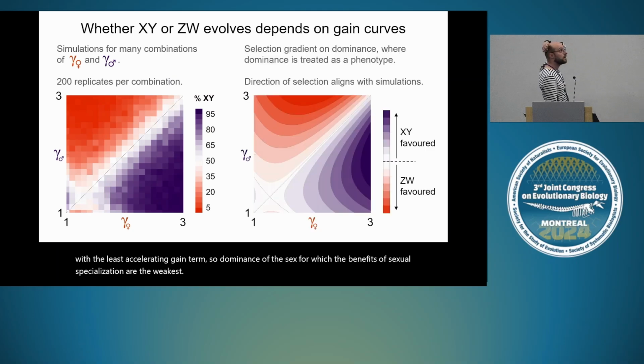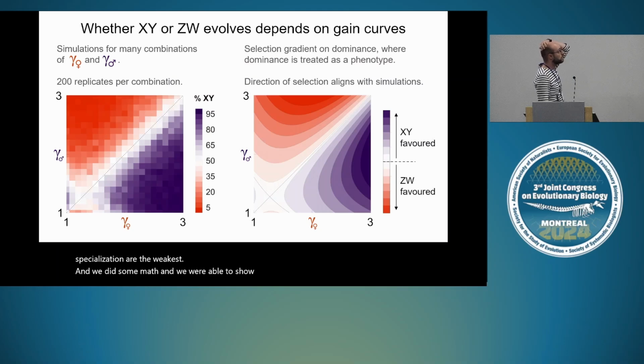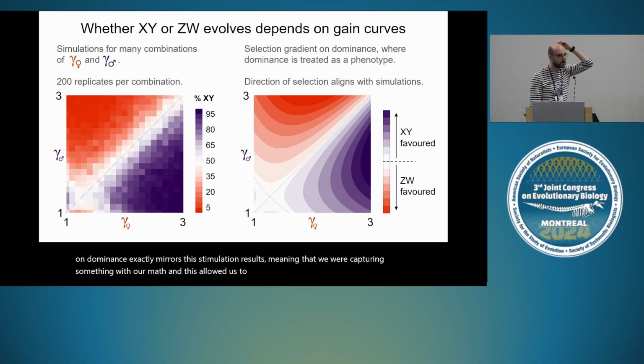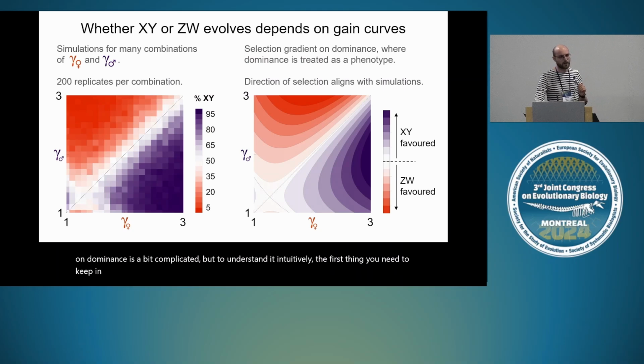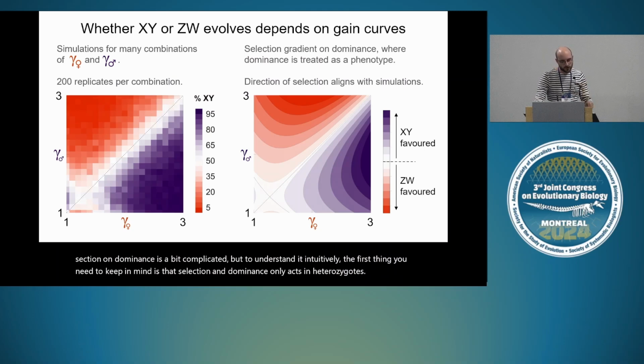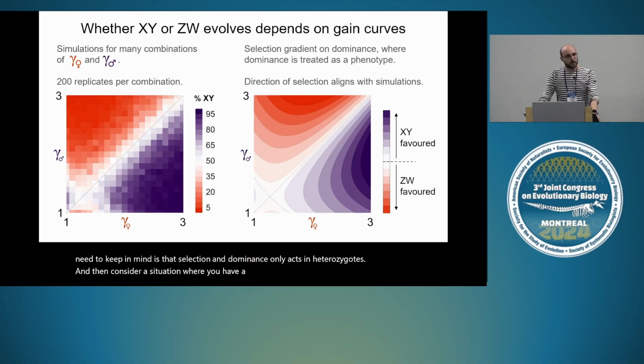And we did some math, and we were able to show that actually the selection gradient acting on dominance exactly mirrors these simulation results, meaning that we were capturing something with our math, and this allowed us to understand what was happening. So the selection on dominance is a bit complicated, but to understand it intuitively, the first thing you need to keep in mind is that selection on dominance only acts in heterozygotes. And then consider a situation where you have a male allele and a female allele that are initially additive, so that you have your male homozygotes, female homozygotes, and then you have your hermaphroditic heterozygotes in the middle.